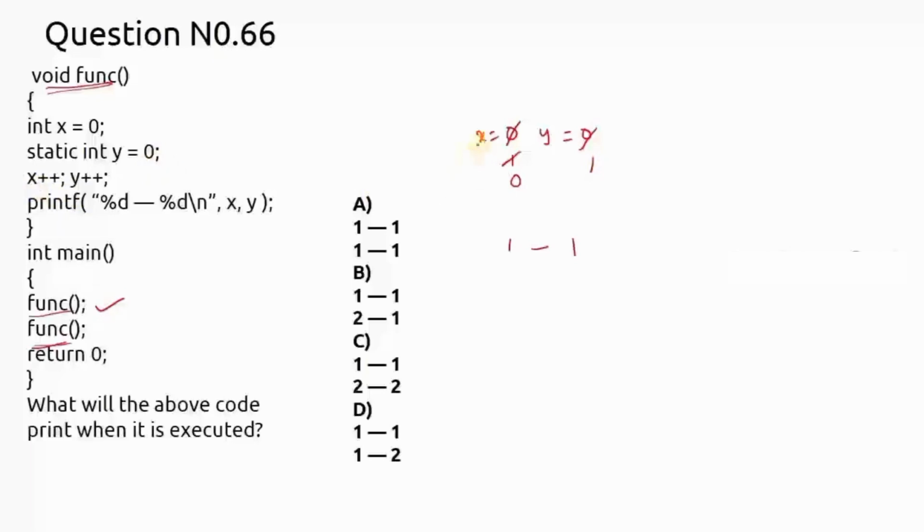Now x plus plus, x value is 0, 0 plus plus is 1. And what about y value? y plus plus, previous y value is 1, now it will become 2. Remember this point. So x value is 1, y value is 2. So if you print %d-%d with x, y, 1-2 will be printed. So this is the output you will get, and return 0. So what is the answer? If you observe the options, option D is the correct one. So this is the answer.